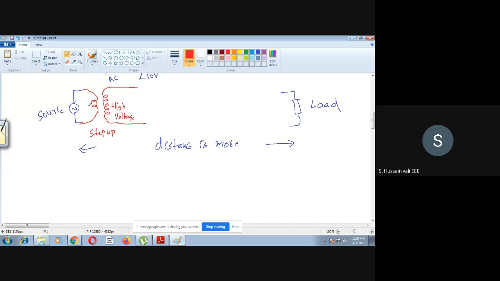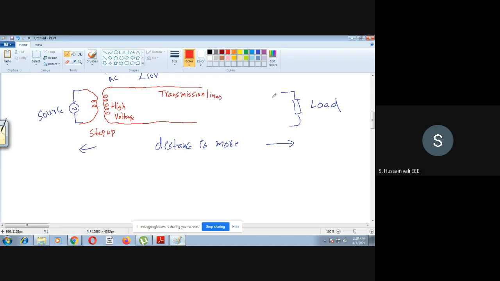When you are stepping up the voltage, the primary side voltage is less than the secondary, or the secondary side voltage is more than the primary side voltage. So here the secondary side voltage is very high because you are stepping up the voltage. Then that voltage you will transmit. These are the transmission lines.